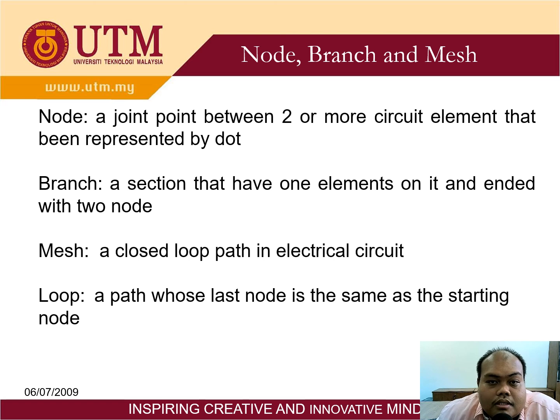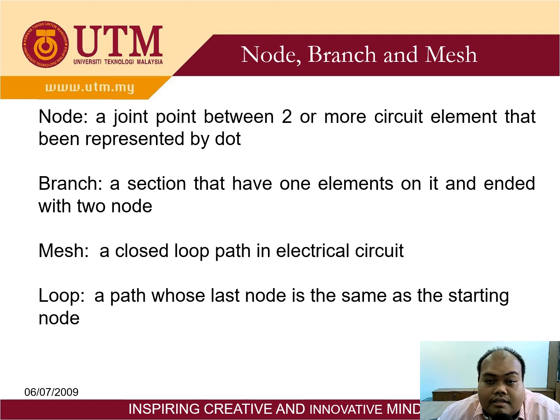You also need to know how to differentiate between node, branch, mesh, and loop. A node is basically a joint point between two or more circuit elements. The node is between the elements. Elements can be, like I said before, active and passive elements, such as a voltage source or a resistance. Anything that connects from element to element is called a node.